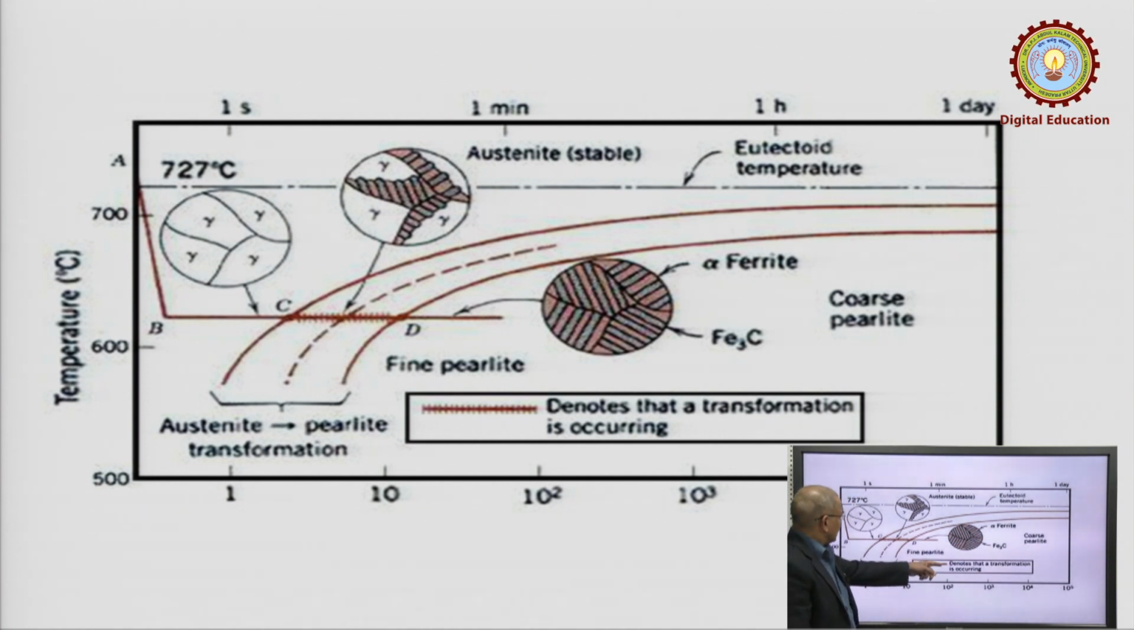This serration type line indicates the transformation process is occurring. Again I repeat, from A to C there is no transformation taking place, and A to C is referred to as the incubation period. From C to D the transformation continues occurring, and at point D the transformation is finished, completed.